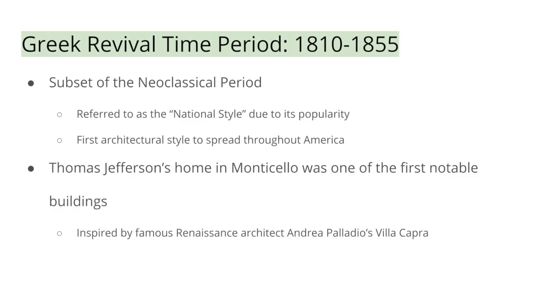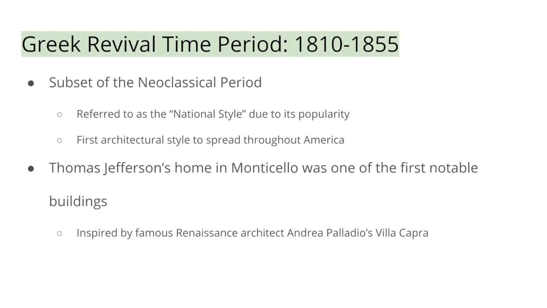The Greek Revival period is a subset of the Neoclassical period. It was introduced in 1810 and lasted through 1855. This architectural style is often referred to as the national style and occasionally the territorial style because of its popularity. It was one of the only styles to spread from East Coast all the way to the West Coast and became the first period in the United States that focused on architectural details and the purpose to convey a message.